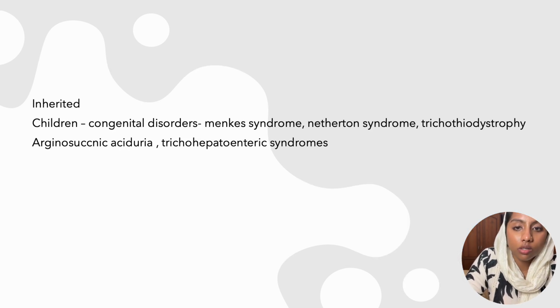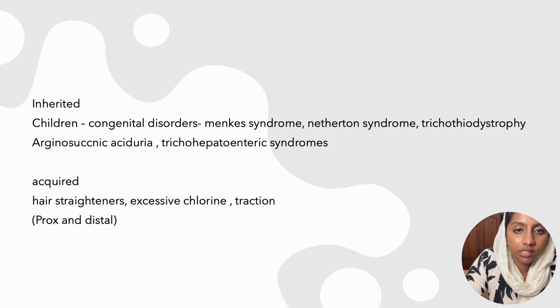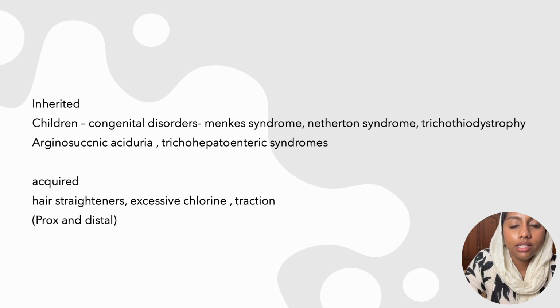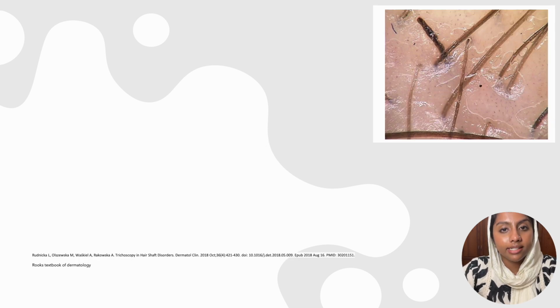Coming to the causes of trichorrhexis nodosa, it can either be inherited or acquired. Inherited causes are congenital, like Menkes syndrome, Netherton syndrome, trichothiodystrophy, or it can be metabolic syndromes like argininosuccinic aciduria or trichohepatic syndromes. Acquired causes, as we've discussed, are excessive chemicals like chlorine, traction, or excessive hair straighteners. Another classical thing about trichorrhexis nodosa is that both the proximal and the distal sides can be involved. So let's see the next case.